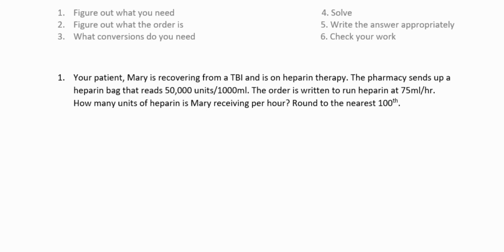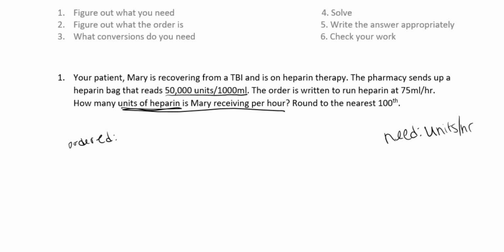All right, so let's start the way we always do, what we need. So what we need is going to be units per hour, because that is how many units of heparin Mary is receiving per hour. Now, what is ordered? So we have ordered 50,000 units per 1,000 mLs, and we know that it's running at 75 milliliters per hour. So let's start right here. 50,000 units per 1,000 milliliters. So we're going to start here.